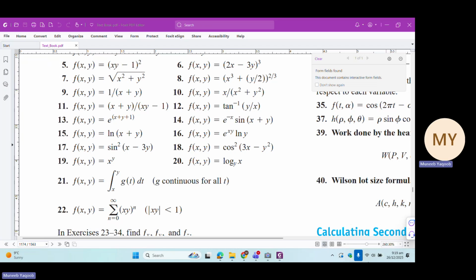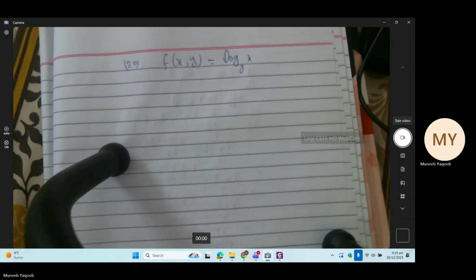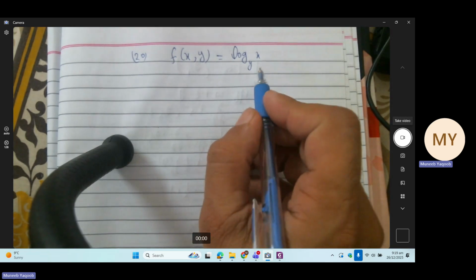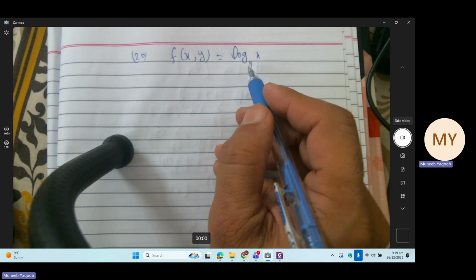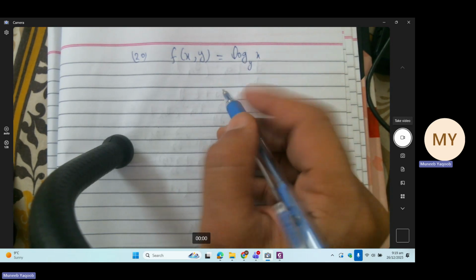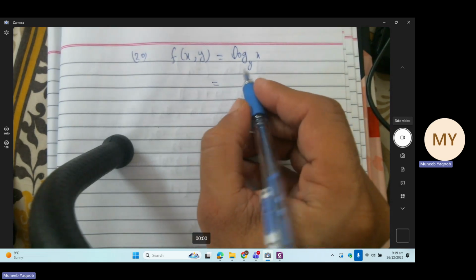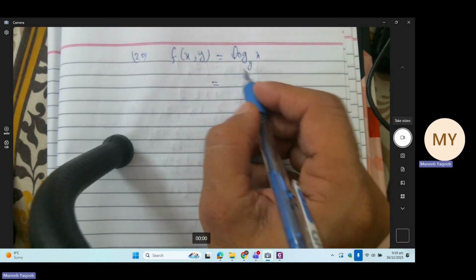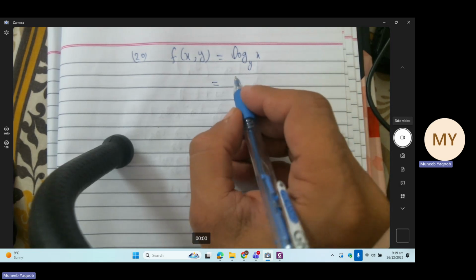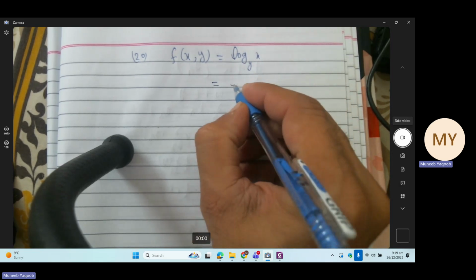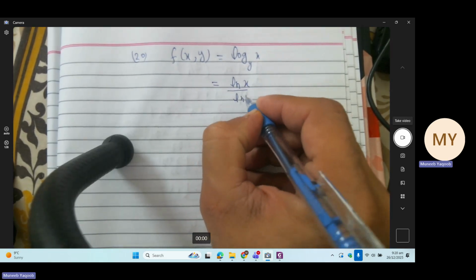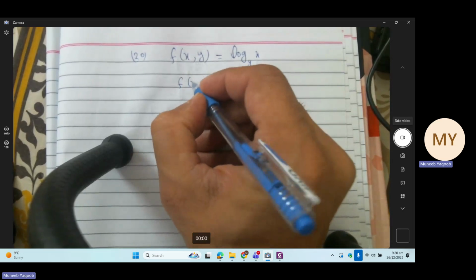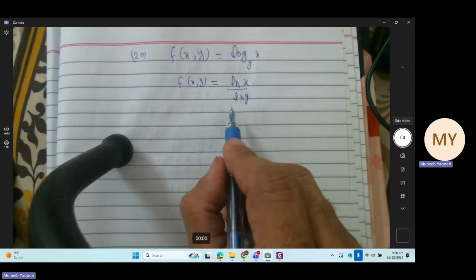Okay. Now, if we are to differentiate this function, first of all, we will change the log base of this log. Currently, it is log base y of x. So if we are to differentiate it with respect to x, first of all, we will convert this base into ln. So we will write log base y of x is equals to ln of x divided by ln of y. So now f of xy is equals to ln of x over ln of y.